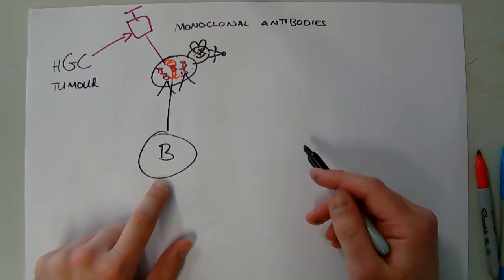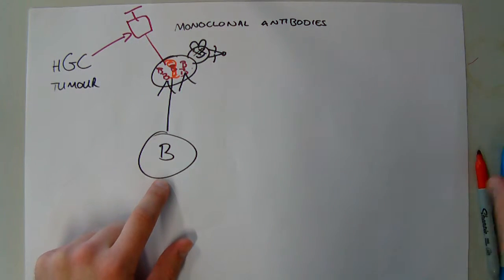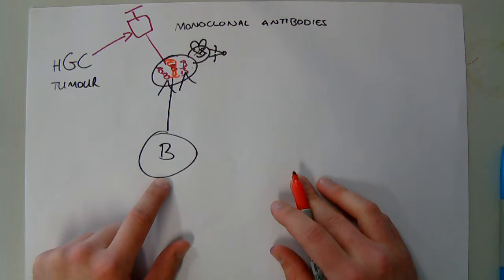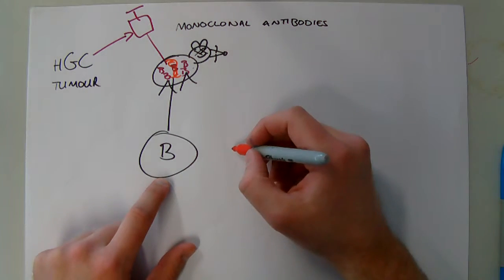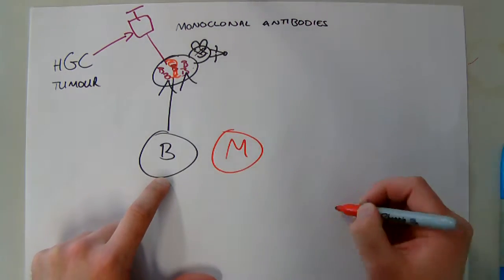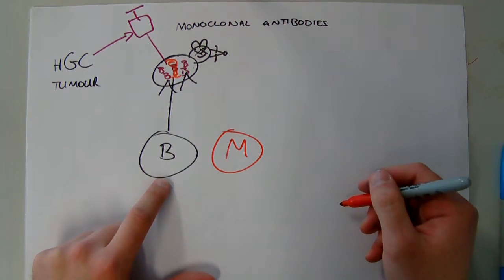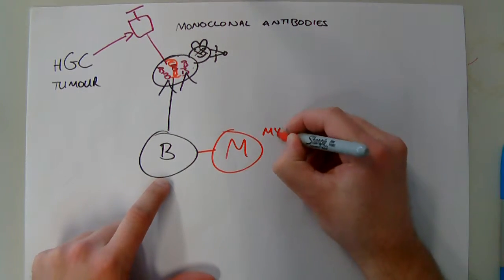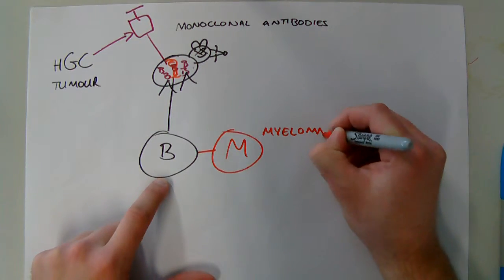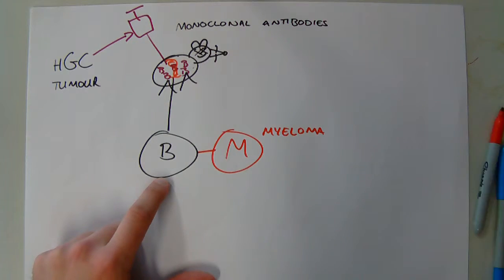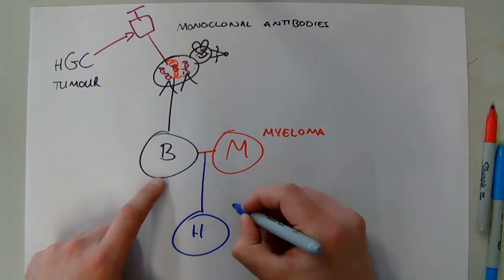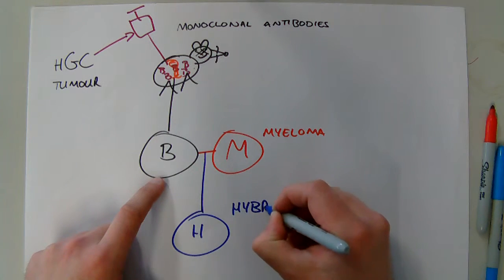Now, a B lymphocyte by itself isn't that useful because it won't divide and it won't make more antibodies outside of the mouse. And we want it to divide and make more antibodies. So we bind it to a myeloma. A myeloma is a cancerous tumor cell. We'll bind those two together. That's my myeloma. We're binding that to my B cell, and they're going to produce a new type of cell, and that's a hybrid of the two. So it's called a hybridoma.